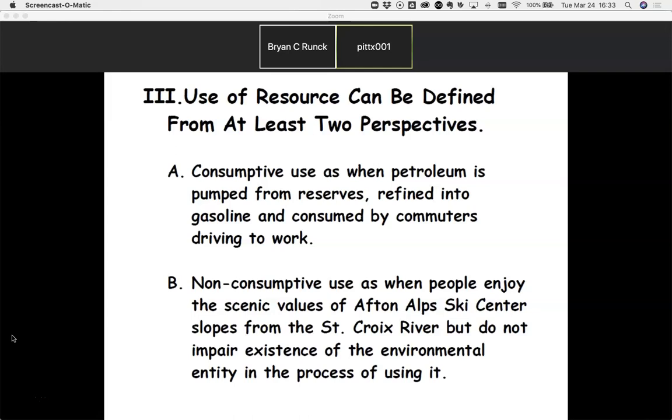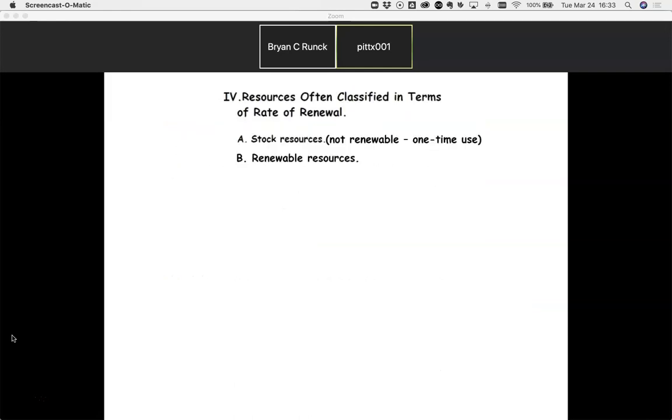Non-consumptive use is when people enjoy the scenic values of Afton Alps ski center slopes from the St. Croix River, but do not impair existence of the environmental entity in the process of using it. Resources are often classified in terms of rate of renewal. We can talk about stock resources that are not renewable. They involve a one-time use. And then we can also talk about renewable resources.